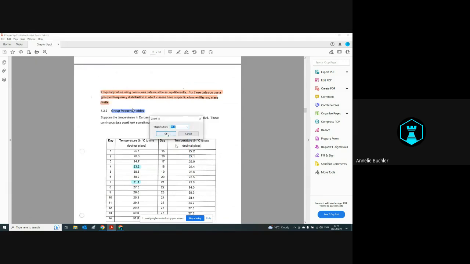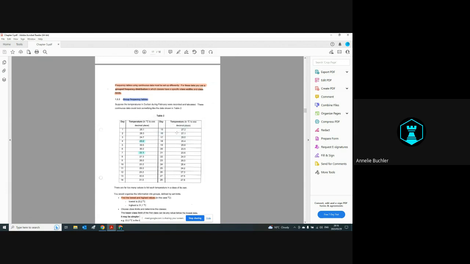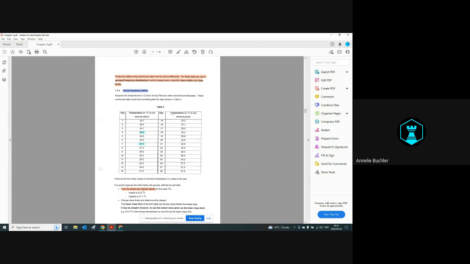Okay, your group frequency tables, they will give you the data in the exam, okay? Now, find the lowest and the highest value. I already marked that for you. It's 23.2 degrees, and then 31.1 is the highest, okay?